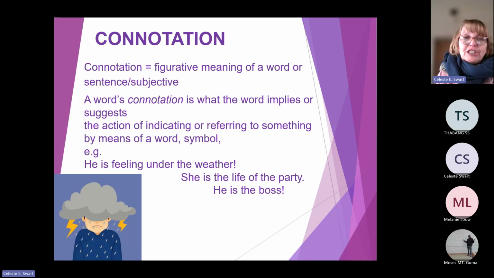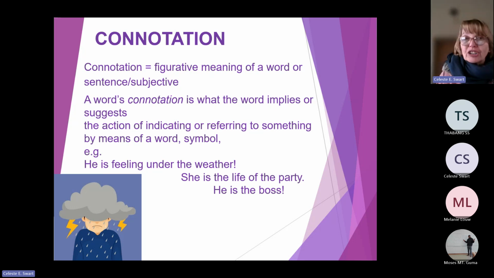So a word's connotation is what it implies or suggests. It doesn't necessarily mean that's what the word means. If you look at the dictionary, it's what you might link to it. It's the action of indicating or referring to something by means of a word or a symbol. Let's just think of something like a heart. If you look in the dictionary at the meaning of heart, it's going to tell you that the heart is an organ in the body that beats and circulates the blood. And the people who know better than I do, please forgive me if I'm ignorant, but just to give you an idea that that's what it is.